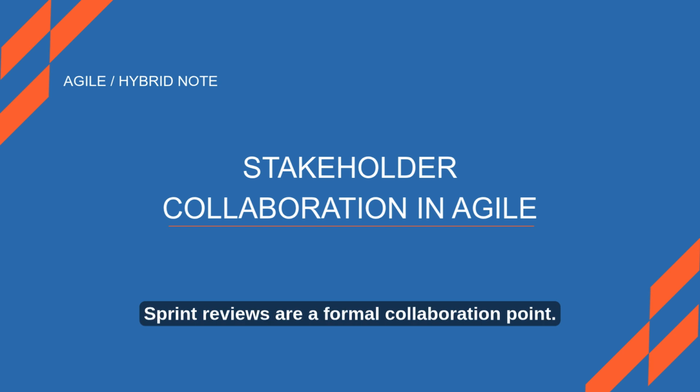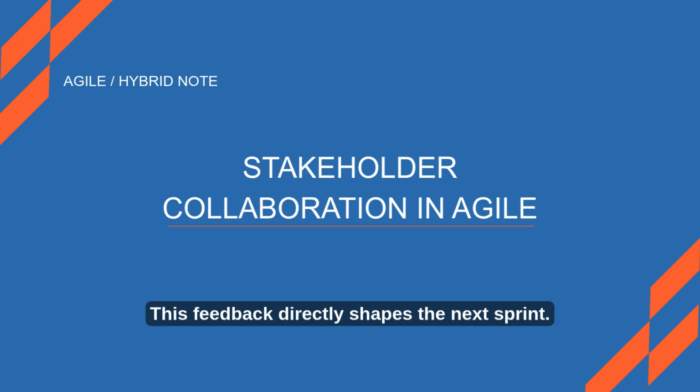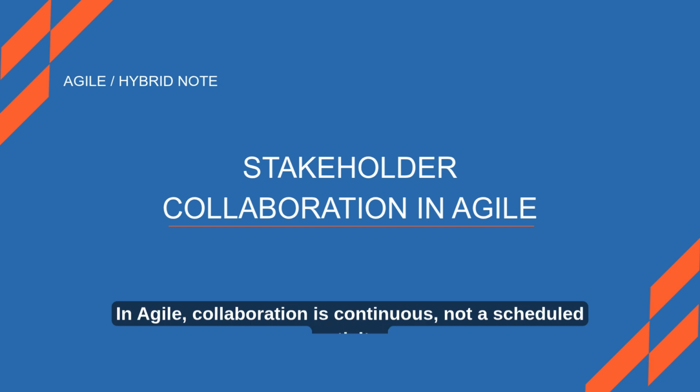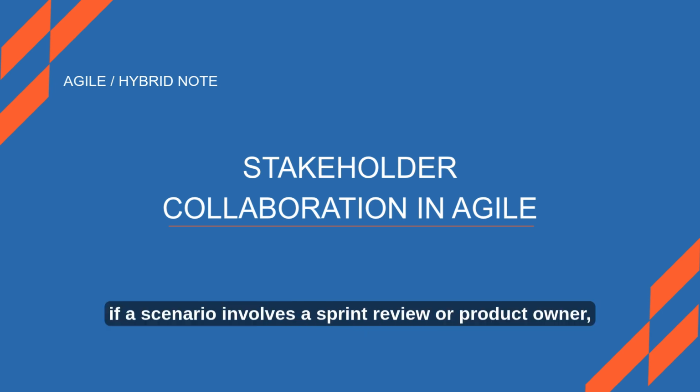Sprint reviews are a formal collaboration point. Stakeholders attend, see working software, and provide feedback. This feedback directly shapes the next sprint. In Agile, collaboration is continuous, not a scheduled activity. On the exam, if a scenario involves a sprint review or product owner, you are in Agile stakeholder collaboration territory.